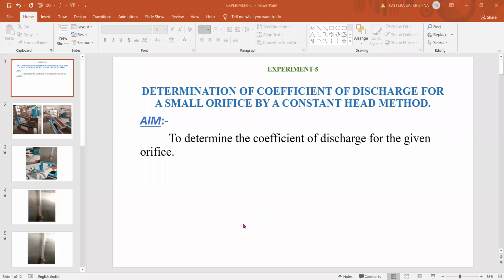Our experiment name is determination of coefficient of discharge for a small orifice by a constant head method. So this is the experiment name, and we are going to find the coefficient of discharge for the orifice, which is connected to a tank. Before starting our experiment, let us take a small introduction about this orifice.